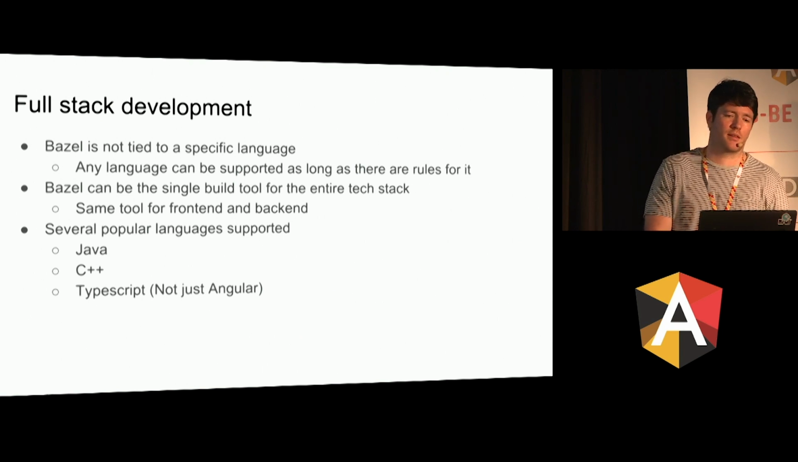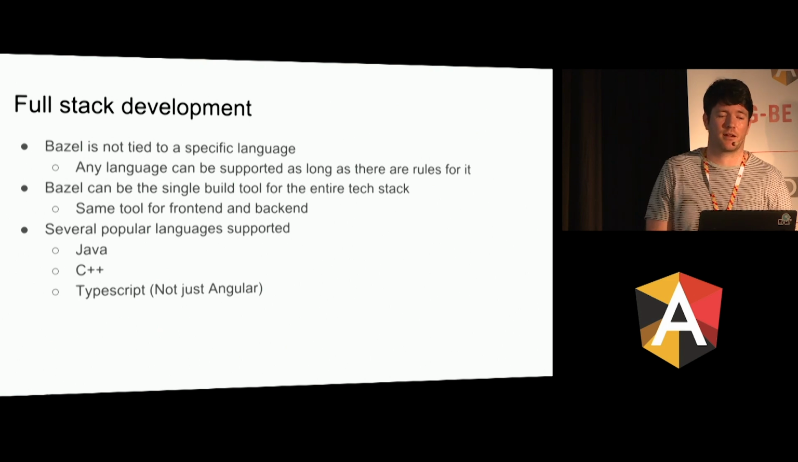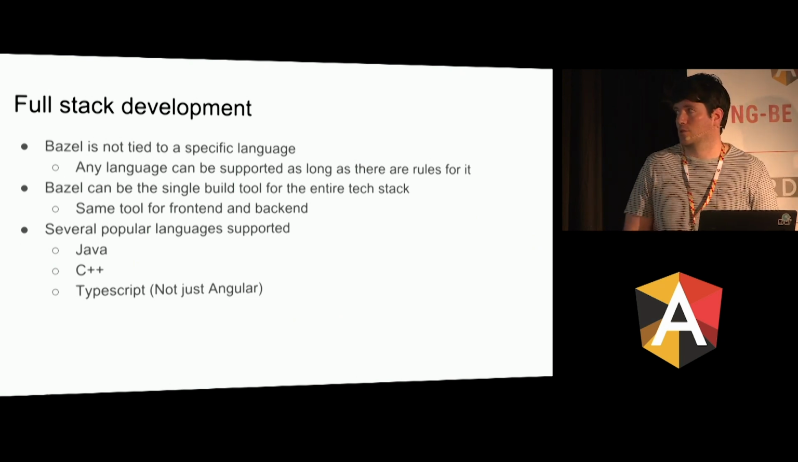You can support any language as long as there are Bazel rules for it. And that enables you to use Bazel as the single build tool chain for the entire tech stack, which effectively means the same tool for front end and back end. Several popular languages are already supported: Java, C++, TypeScript, just to mention a few. And TypeScript is not just Angular. You could have an Express API written in TypeScript, and anything written in TypeScript can be covered by this, basically.